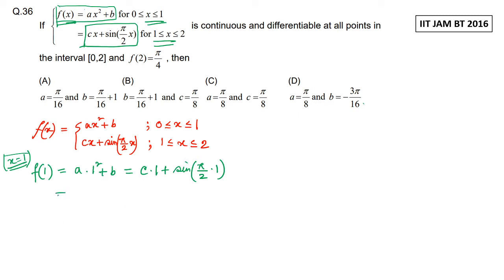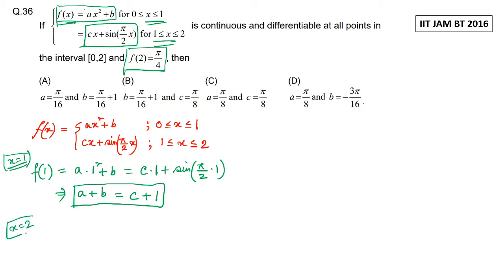So from here it implies a into 1 square, that is a, plus b equals c into 1, that is c, plus sine pi by 2. Sine pi by 2, that is sine 90 degree, is 1. So we get a plus b equals c plus 1. Now see here f of 2, that is when x is equal to 2, is given. So f of 2 is given as pi by 4.